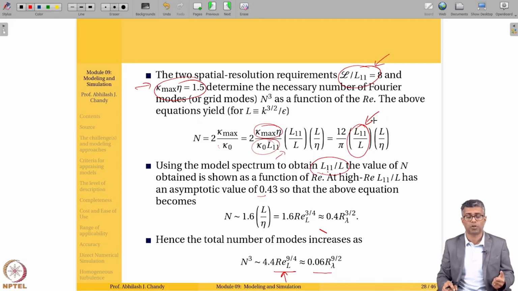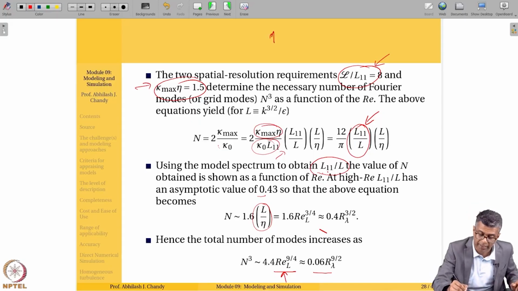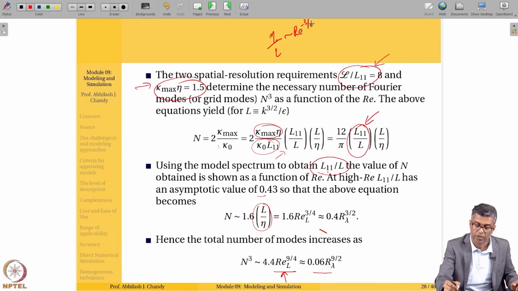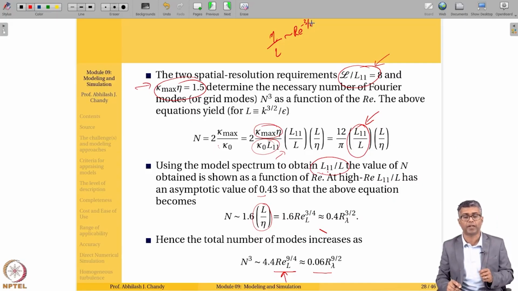But because it is homogeneous turbulence, and we have a model spectrum available, coming up with a value for this is easy. It turns out it has an asymptotic value at high Reynolds number, which is 0.43, and we just plugged that in. Then it was just a matter of it being a function of L over eta, which we know how it relates to Reynolds number. We already did that earlier, where we had proved that eta over L is of the order of magnitude of Re to the minus 3/4. And that is what we are using here: L over eta is Re_L to the 3/4.